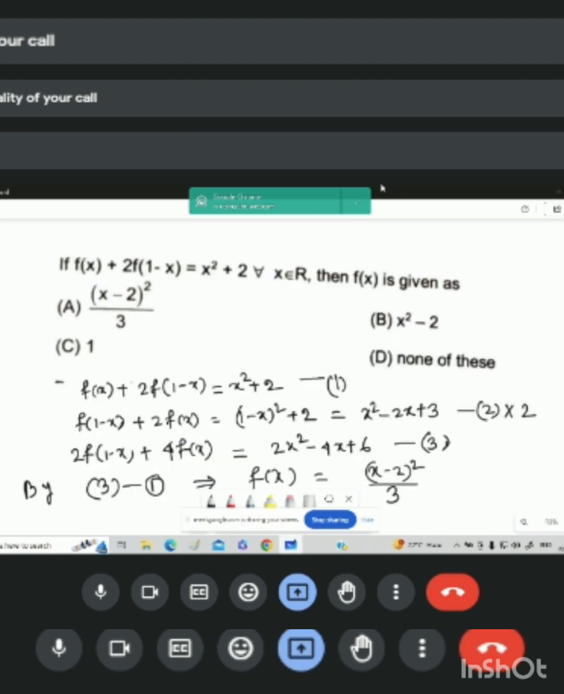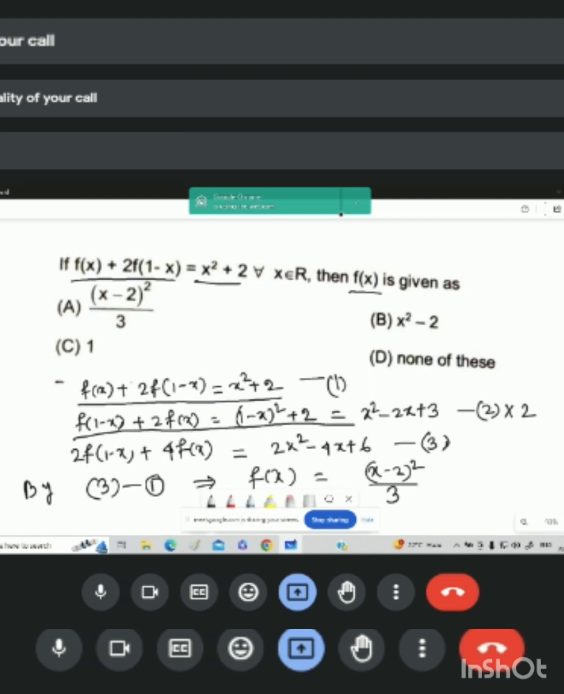Problem 5. If f(x) plus 2f(1 minus x) equals x square plus 2, now I have to find the value of f(x). Now this equation has been given in the question. I have numbered this equation as 1, and I have put the value of x as 1 minus x, and I get another equation.